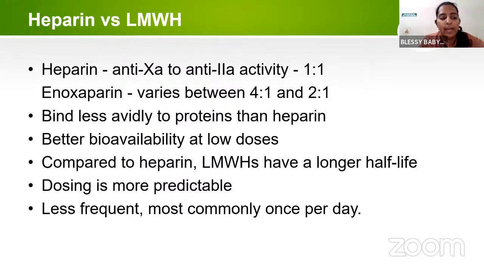Then, compared to heparin, low molecular weight heparin has a longer half-life, so their dosing is more predictable. Less frequent doses are used, most commonly once per day. Although protection against venous thromboembolism in high-risk medical and surgical patients is often thought to be better with low molecular weight heparin than with heparin, low molecular weight heparin's effect is greatly prolonged with renal failure, and anticoagulants such as unfractionated heparin should be used in this population.